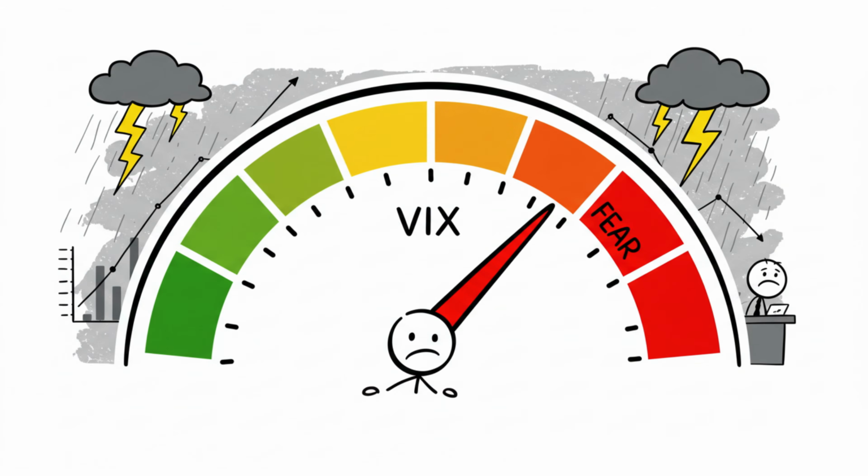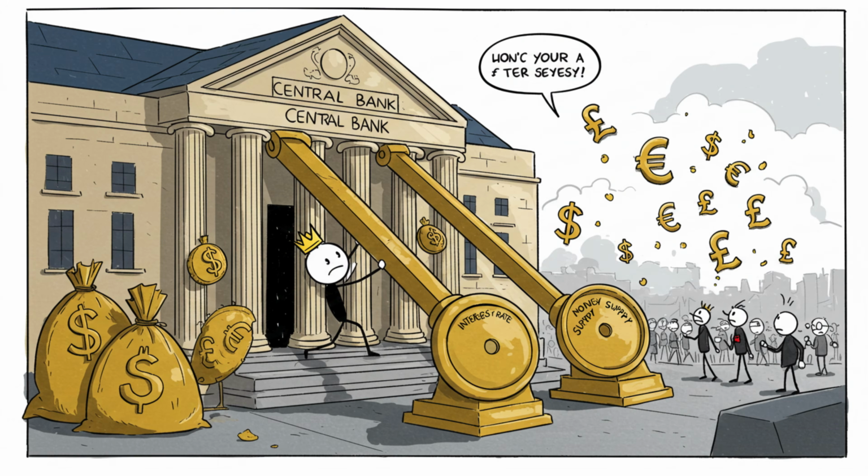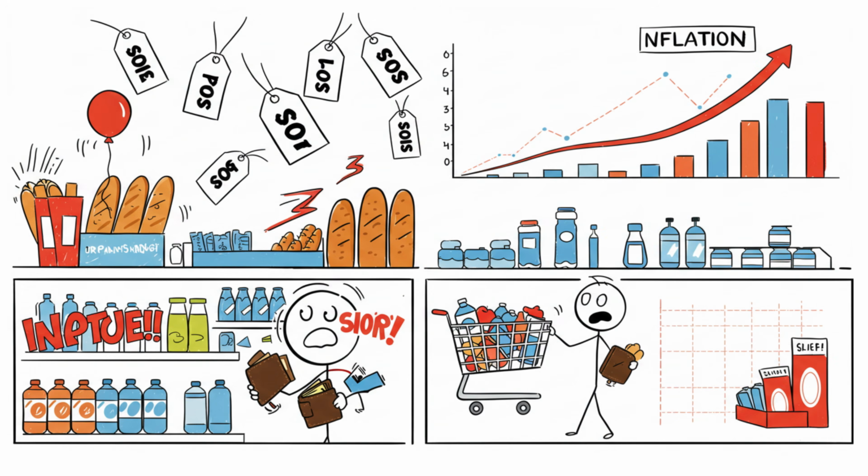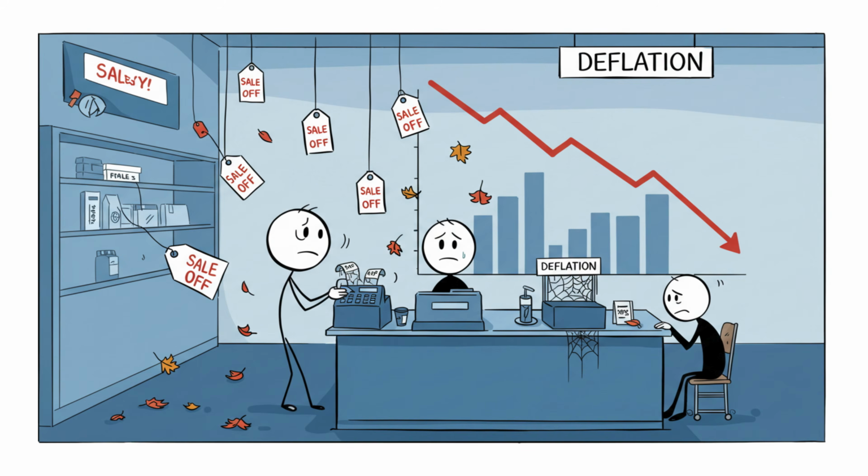Volatility index, a measure of expected market volatility, often called the fear index. Central bank, an institution like the Federal Reserve or ECB that controls monetary policy and influences currencies. Inflation, the rate at which the general level of prices rises. High inflation reduces purchasing power. Deflation, a decrease in the general price level of goods and services, can indicate economic slowdown.